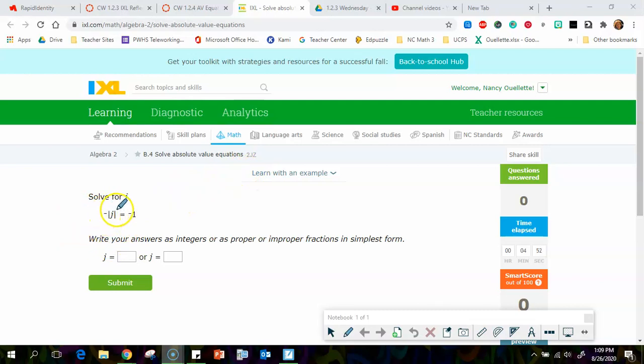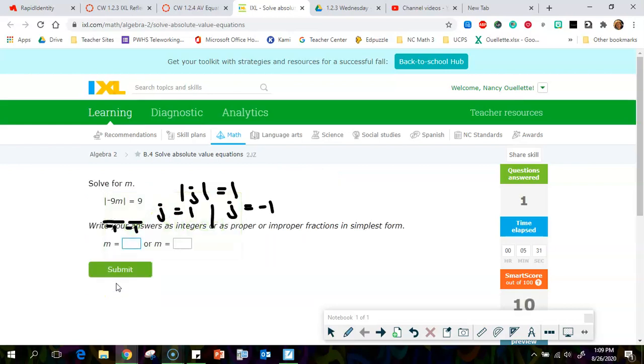We've got the opposite of the absolute value of j equals -1. And so if you think about it, this is like a -1 right here. So if I divide this by -1 on both sides, then this gets rid of this negative right here. So then I have absolute value of j equals 1. Okay, so then I've got it isolated. This is a pretty easy one. I can divide it into two different equations. And so j would equal 1 or j would equal -1. And so it's giving you room for both of the answers. And that's all there is to that one.